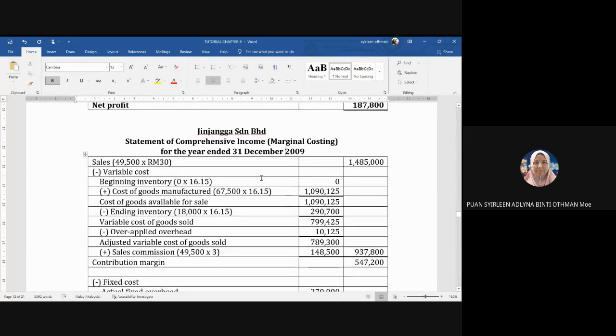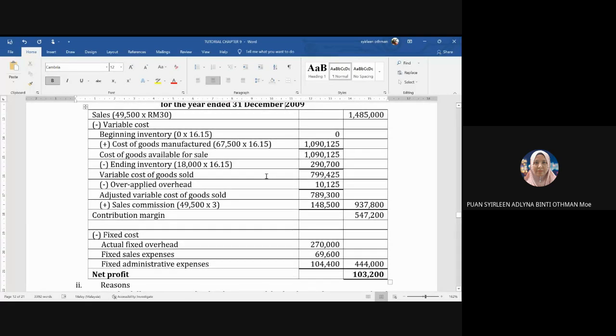Marginal. Okay, so sales macam biasa, beginning inventory macam biasa. Make sure beginning inventory ni saya nak tegur lagi sekali sebab ada pelajar dia suka letak dash. Dash is wrong lah. Sebab dash tu maksudnya dia tak ada, tapi kosong tu maksudnya habis, lain.